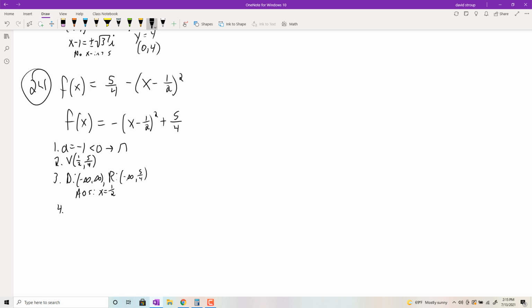Okay. Finally, the x-intercept. For the x-intercept, you let y equals 0. So I'll have 0 equals -x minus 1/2 squared plus 5/4. I'm going to move the x minus 1/2 squared to the other side and then use the square root property. So it'd be square root of 5 over square root of 4. Square root of 4 is 2.